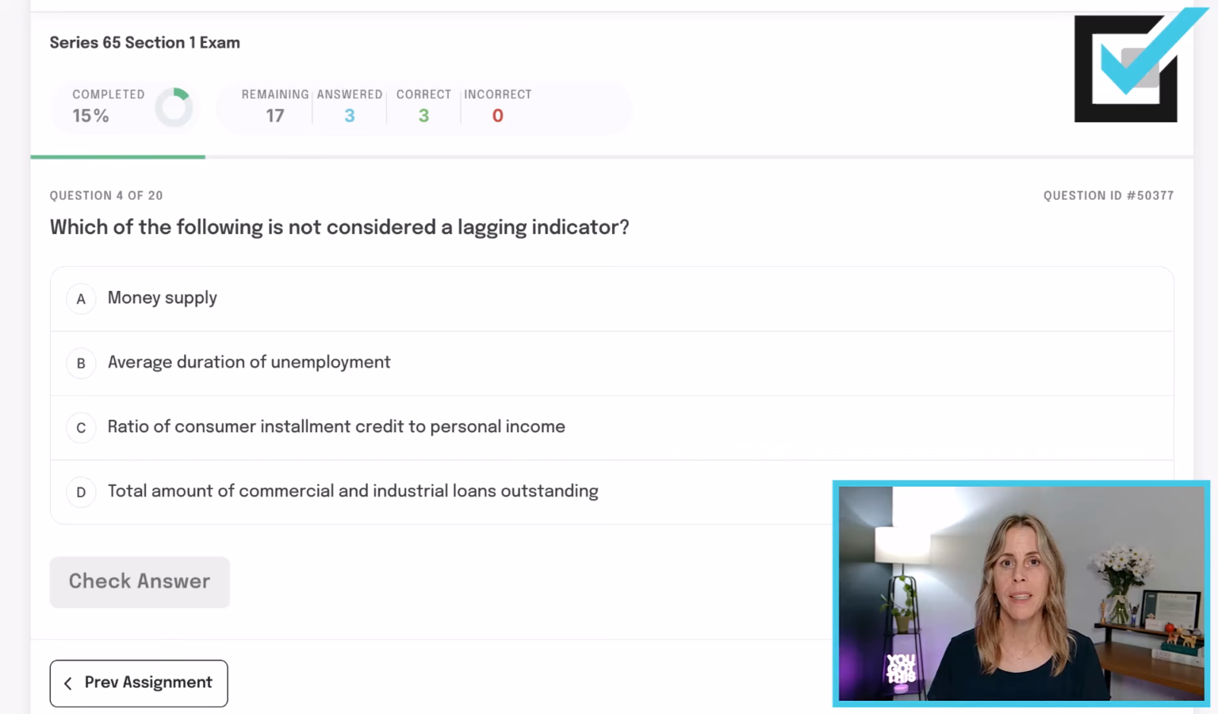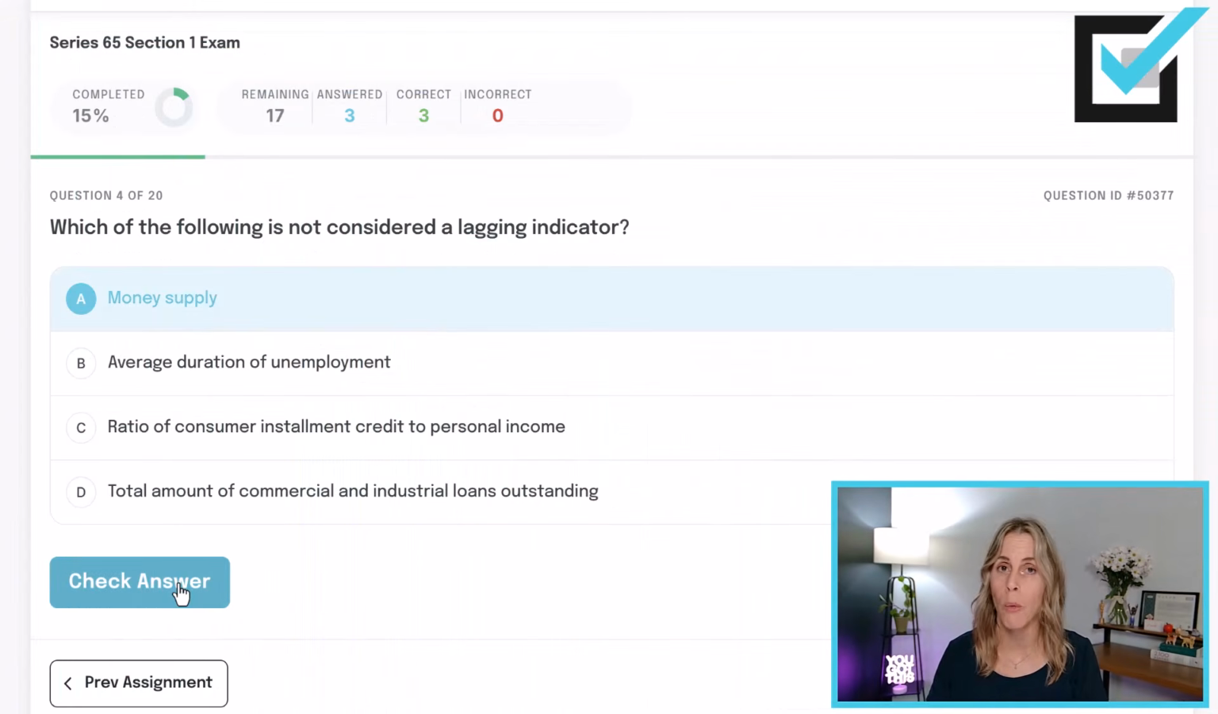Which of the following is not a lagging indicator? Money supply, average duration of unemployment, ratio of consumer installment credit to personal income, total amount of commercial and industrial loans outstanding. Lagging indicators take 4 to 6 months to reflect where the economy is, so they lag behind the current business cycle. Money supply is a leading economic indicator, forecasting where we are going.